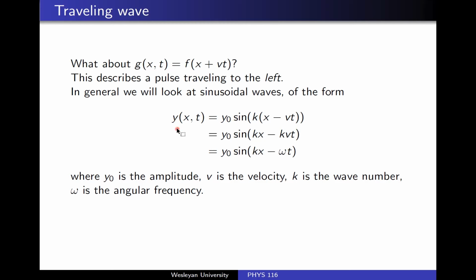Thus, if we're looking at some y, which is a function of x and t, we can write a general sinusoidal solution of this form. The k here is just a constant. If we multiply that through, we get y naught times sine of kx minus kvt, and we can define kv as omega.